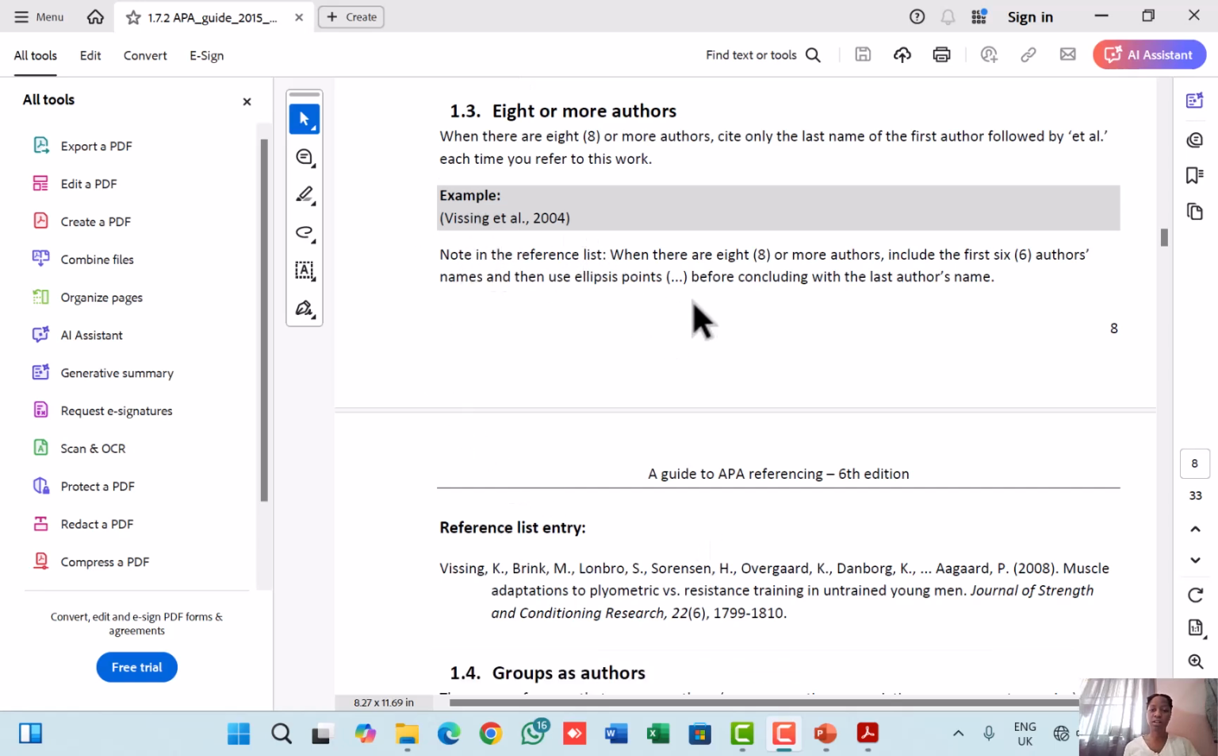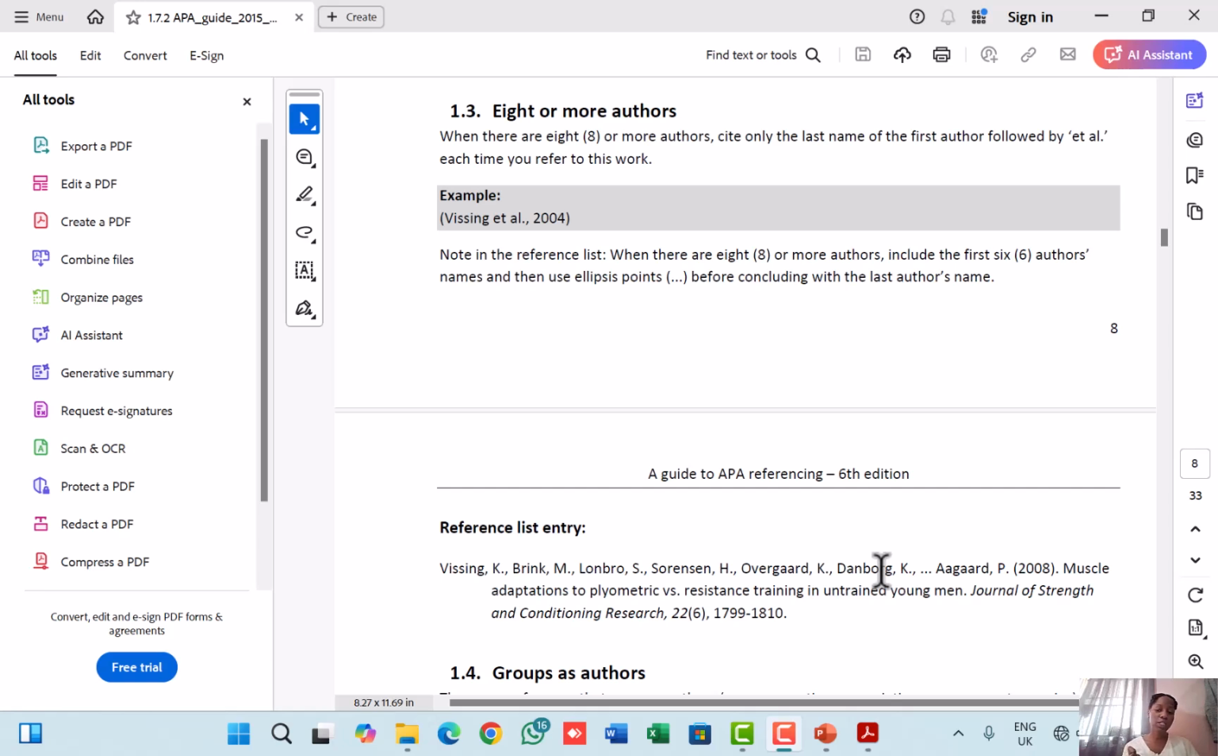In the text, you're going to put the last name of the first author, and then in the reference list, you're going to put only the first six. Let's say 1, 2, 3, 4, 5, 6, and then after that, that's how your reference is going to be. It's only going to have 6 names.